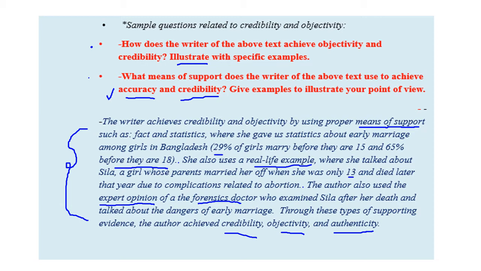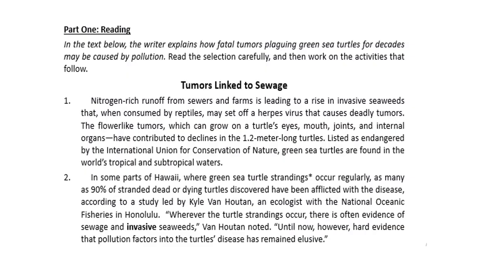All you have to do is study the three major types of supporting evidence: facts and statistics, real life evidence, and expert opinion or statements of authority from people who know a lot in the field. Now let's move on to our lesson called Tumors Linked to Sewage. Of course, we need to read the blurb first.